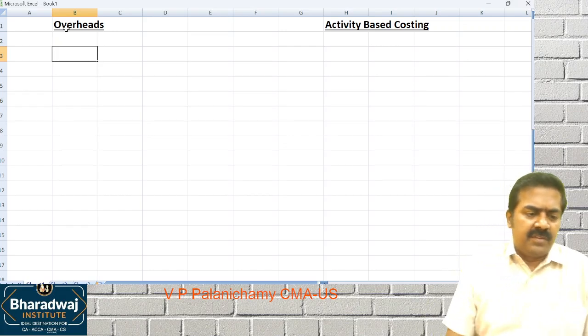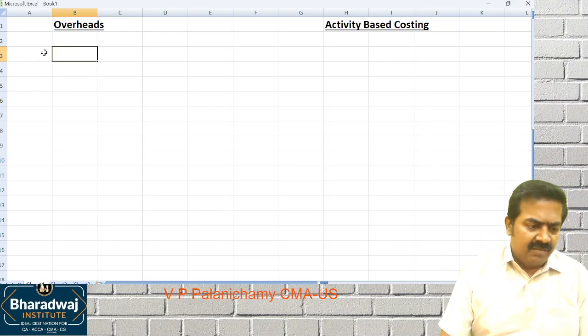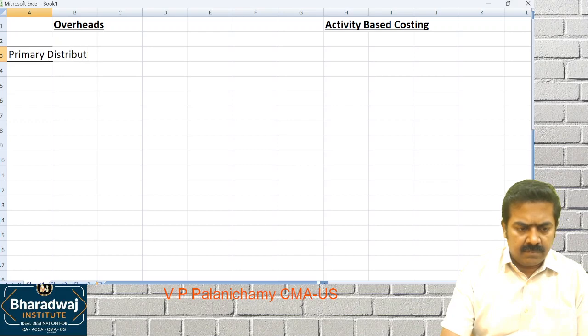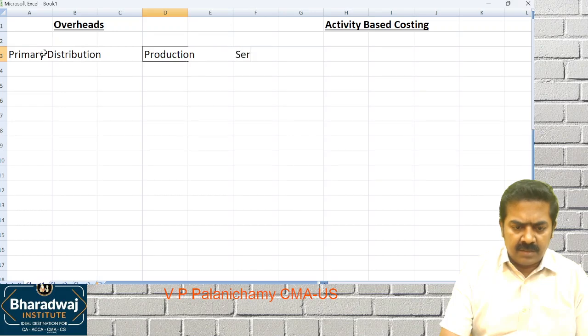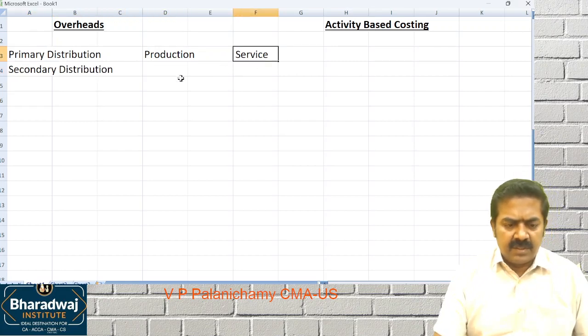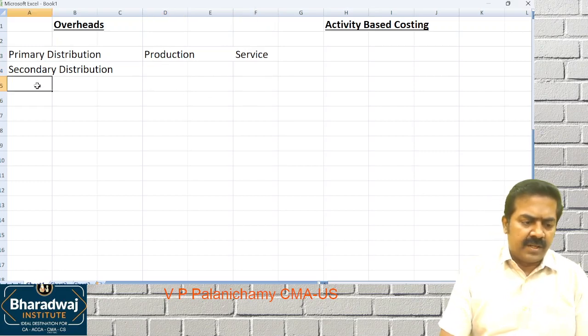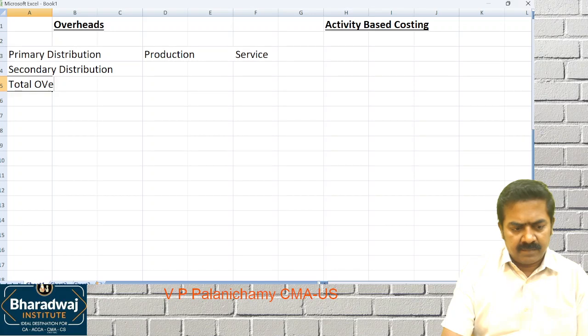Morning. Last class we have done overheads. In the overhead chapter, what we learned? We did primary distribution. Like we classify this into production department and the service department. Then we did secondary distribution. What is secondary distribution? Service department costs are reallocated to production department. Then we get the total overheads for the production department.